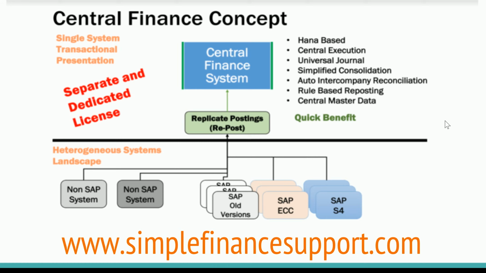Basically you have an environment where you have heterogeneous systems in the landscape, which means you have non-SAP systems and SAP old versions like 4.6c, ECC or previous versions, and also let's say an SAP S4 HANA kind of environment. So if it's a large organization, you have different types of systems supporting your operational activities such as your sales, production and other activities.